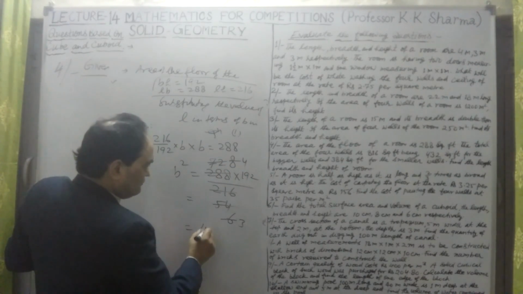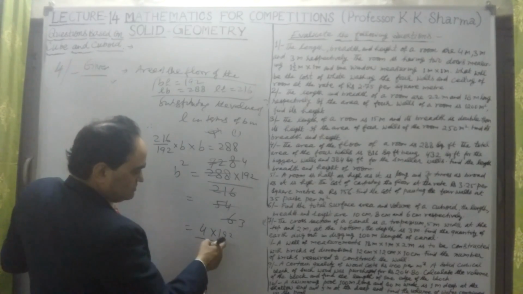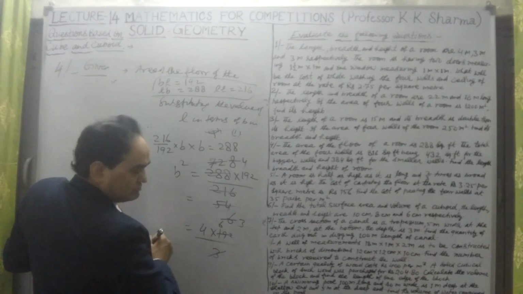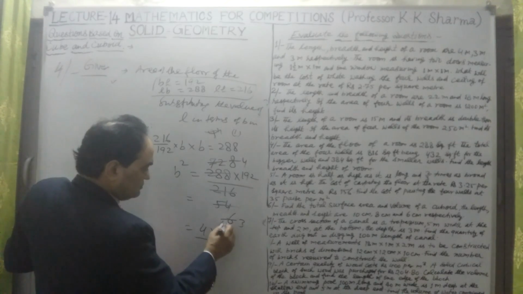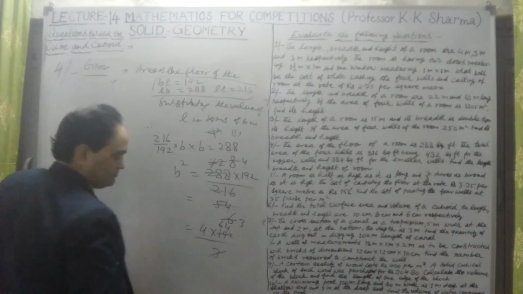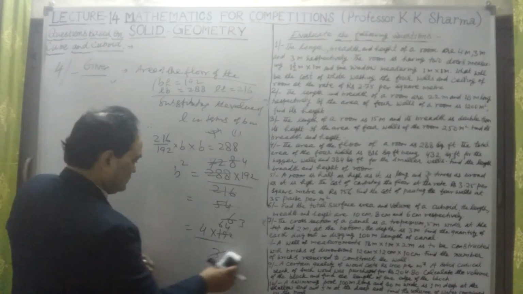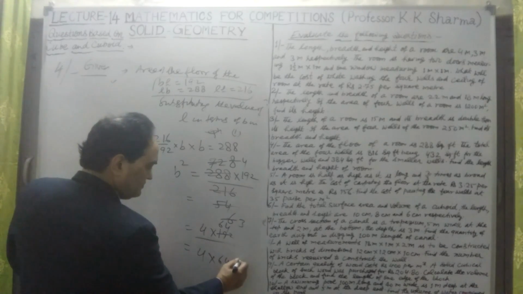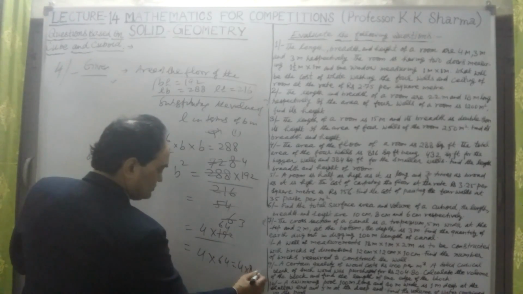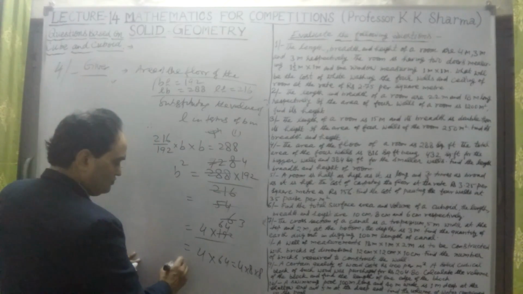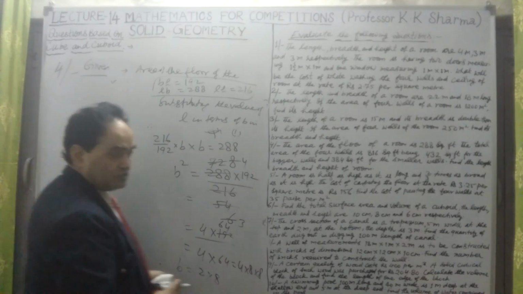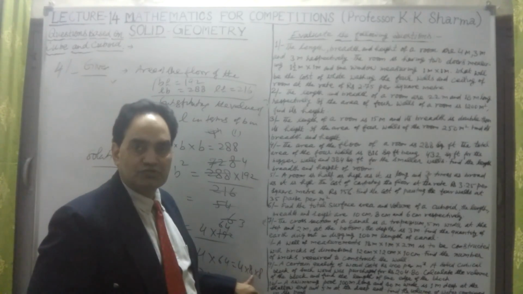Again by 2. So in the numerator we have 4 into 192, and in the denominator we have 3 only. Dividing 192 by 3 gives 64. This is 4 into 64. B square is 4 into 64, which we can write as 4 into 8 into 8. Therefore, B is equal to 2 into 8. The square root of 8 into 8 is 8, and the square root of 4 is 2.